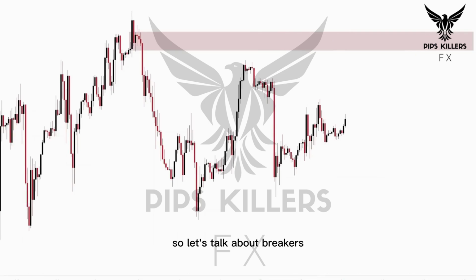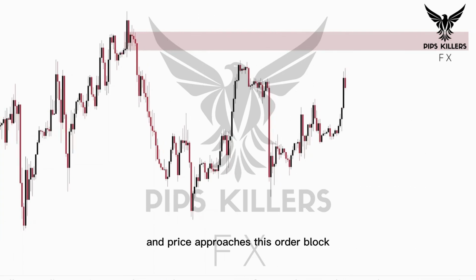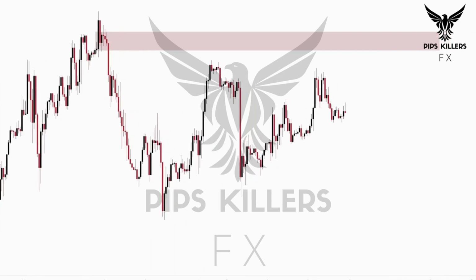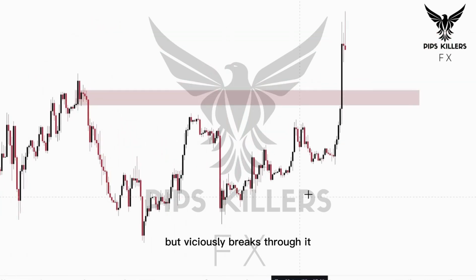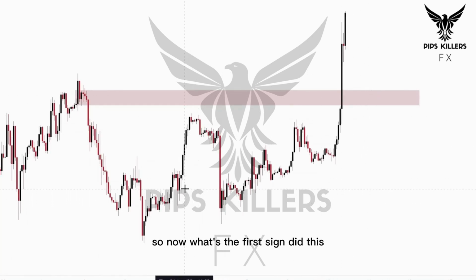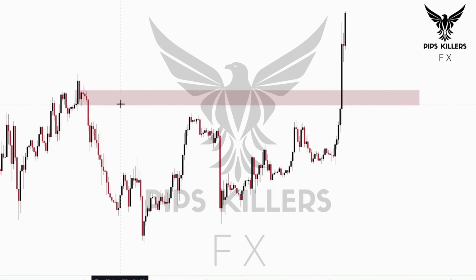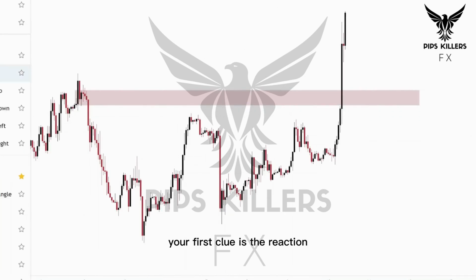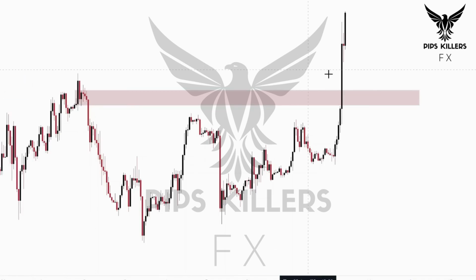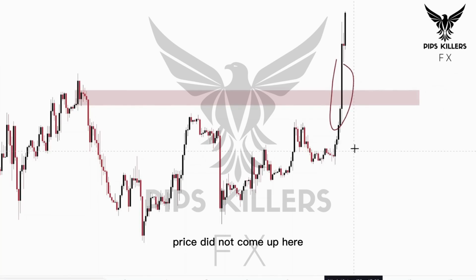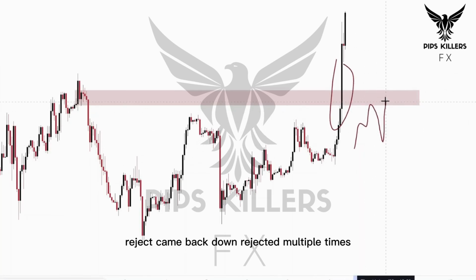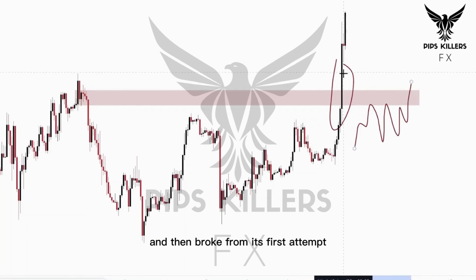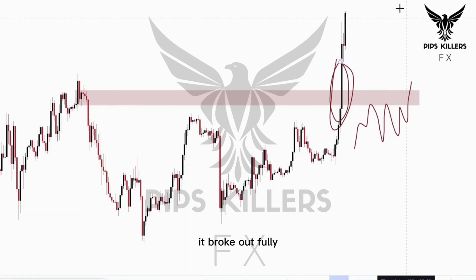So let's talk about breakers, which is your supply turning into demand or demand turning into supply. Here you have your order block, and price approaches this order block, but viciously breaks through it. Now, what's the first sign that this supply can turn into a demand? Your first clue is the reaction. This strong reaction. Price did not come up here, reject, clean back down, rejected multiple times, and then boom. From its first attempt, it broke out fully.